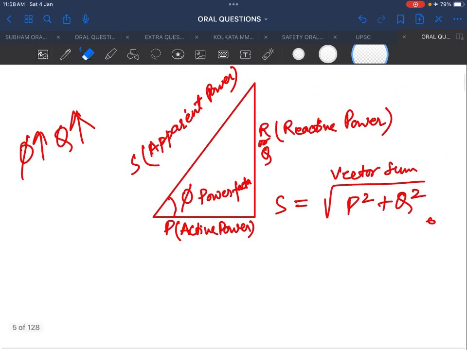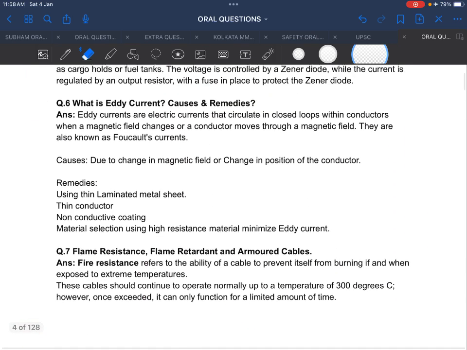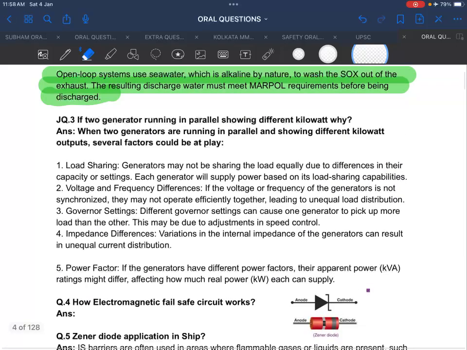I hope you understand this concept very well. So let's go here again to this question. Now I come to this question. Now you understand why there are different kilowatts and all this; now you can understand very well.